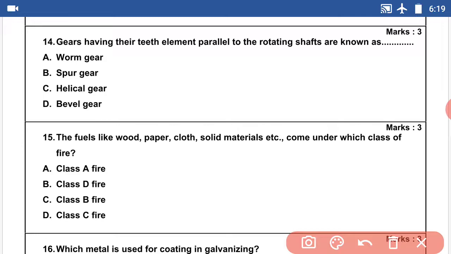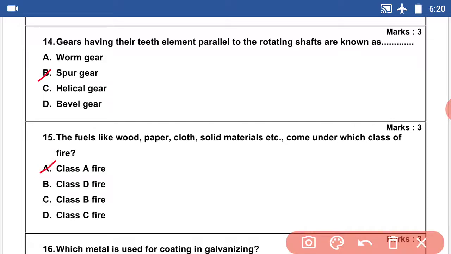Question number 14. Gears having the teeth elements parallel to the rotating shaft are known as dash. The answer is spur gear, option B. Question number 15. The fuels like wood, paper, cloth, solid materials, etc. come under which class of fire? The answer is Class A fire, option A.